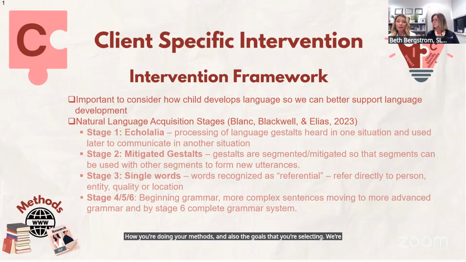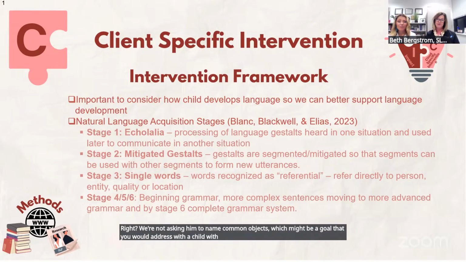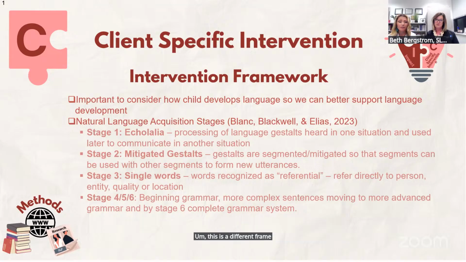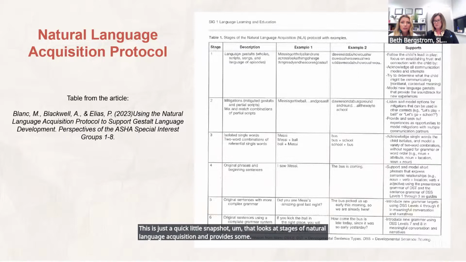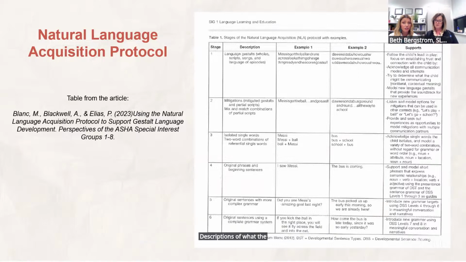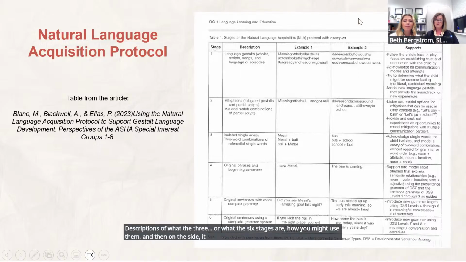We're not asking him to name animals. We're not asking him to name common objects, which might be a goal that you would address with a child with expressive language. This is a different framework that meets his learning style. This is just a quick snapshot that looks at stages of natural language acquisition and provides some descriptions of what the 6 stages are and how you might use them. And on this side, it provides what kind of supports you're going to provide that child during those stages.